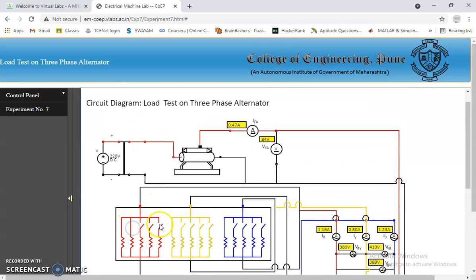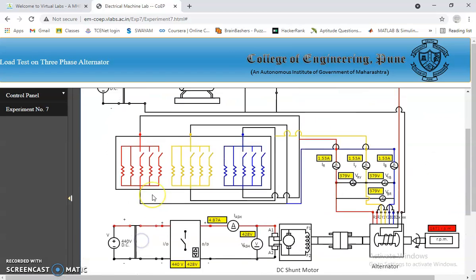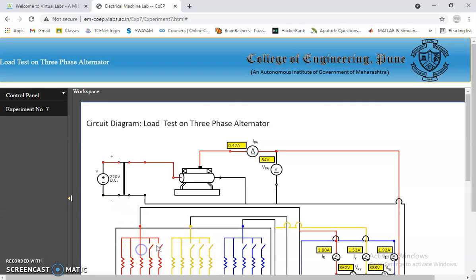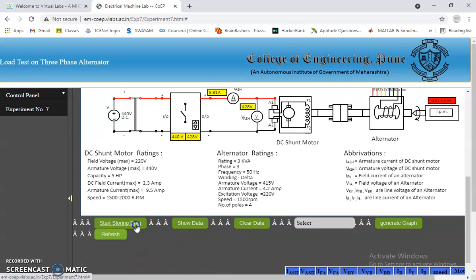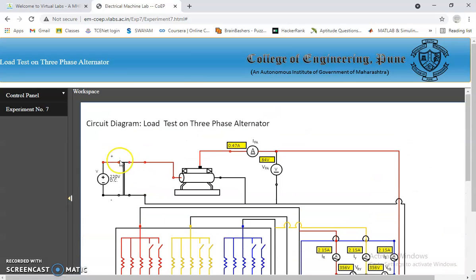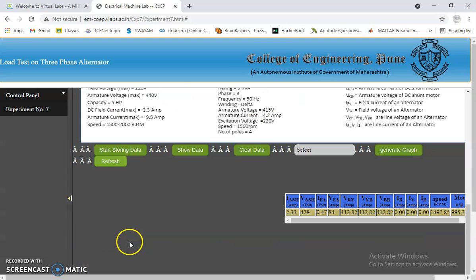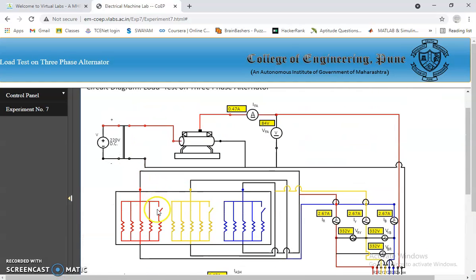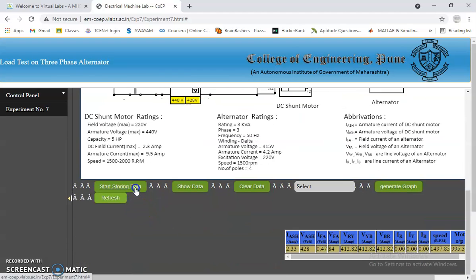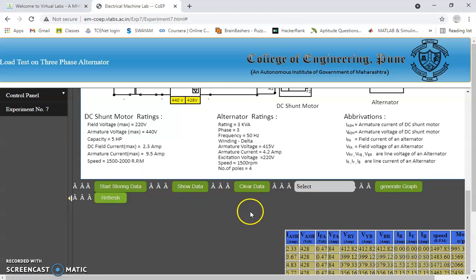Then I am gradually increasing the load to each phase of the alternator. Every time the load is increased, I am storing its data. At last, now it's full load condition. Now it's fully loaded. I'm giving show data to see the data taken.